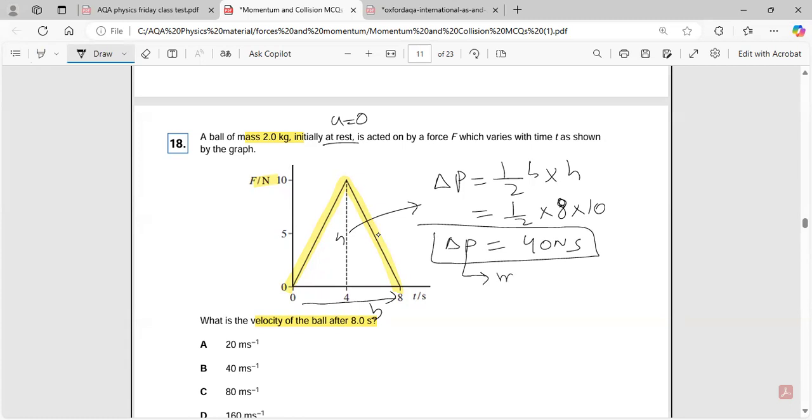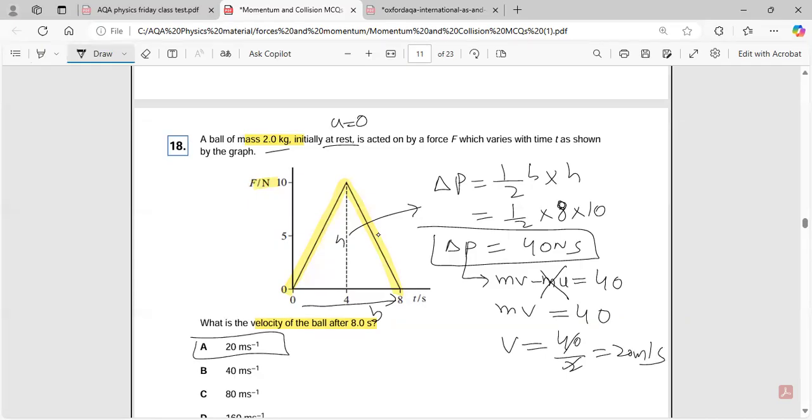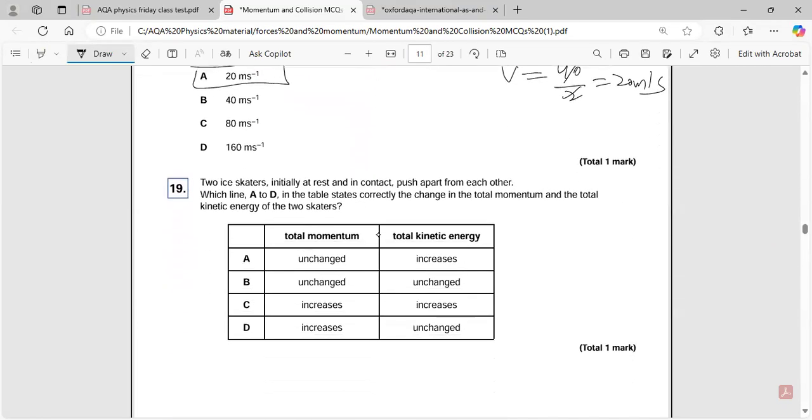Now, you know that change in momentum is final minus initial, which is 40. Initially it was at rest, so that is 0. So finally, mv is 40 and the mass of the ball is 2 kg. You just shift 2 to the other side, so this is 20 meters per second. At the end, its velocity is 20 meters per second.